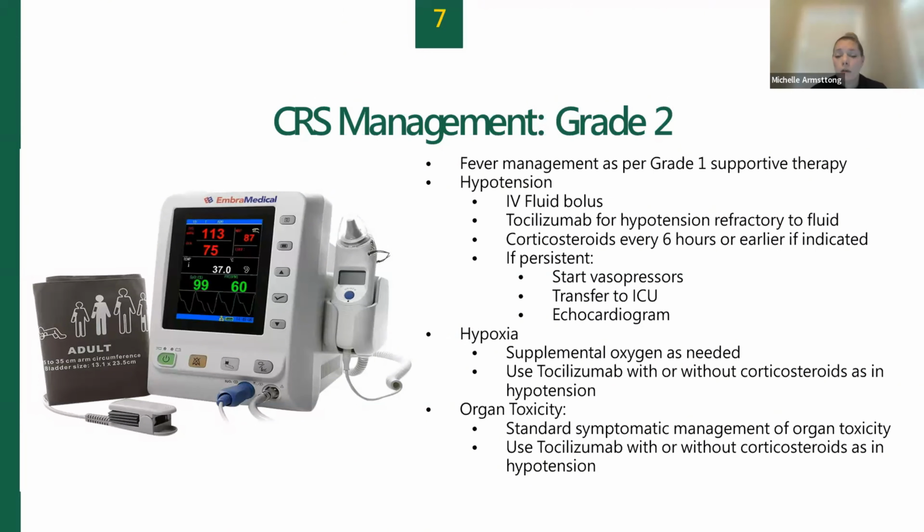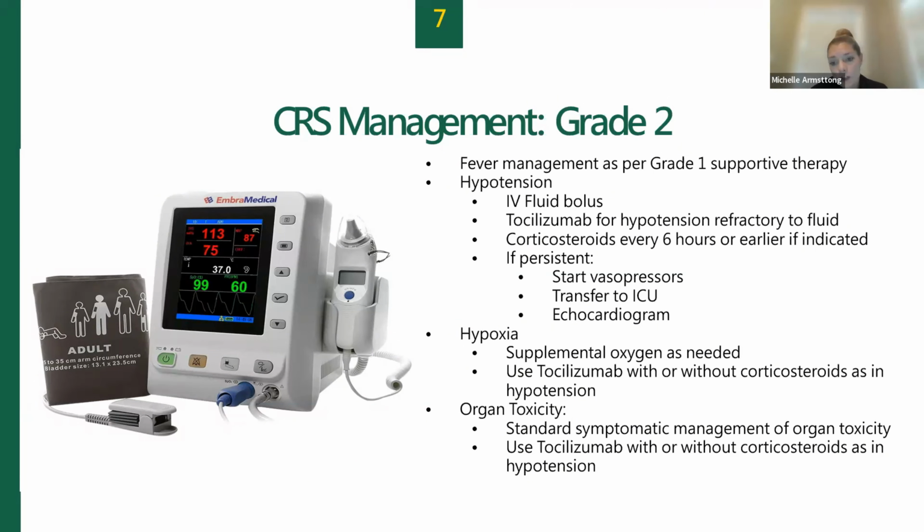If the low blood pressure remains persistent, at this point, you would transfer the patient to the ICU, start pressors. Most of the time, at that point, you've consulted your ICU team, whether it be pulmonology or if you have a dedicated ICU team, and they're going to manage the pressors. And then, of course, you want to order an echocardiogram.